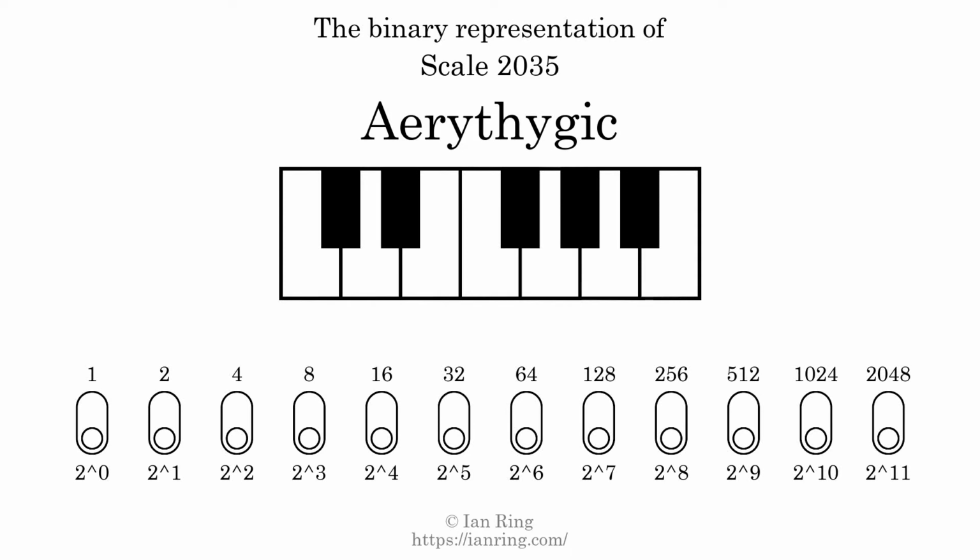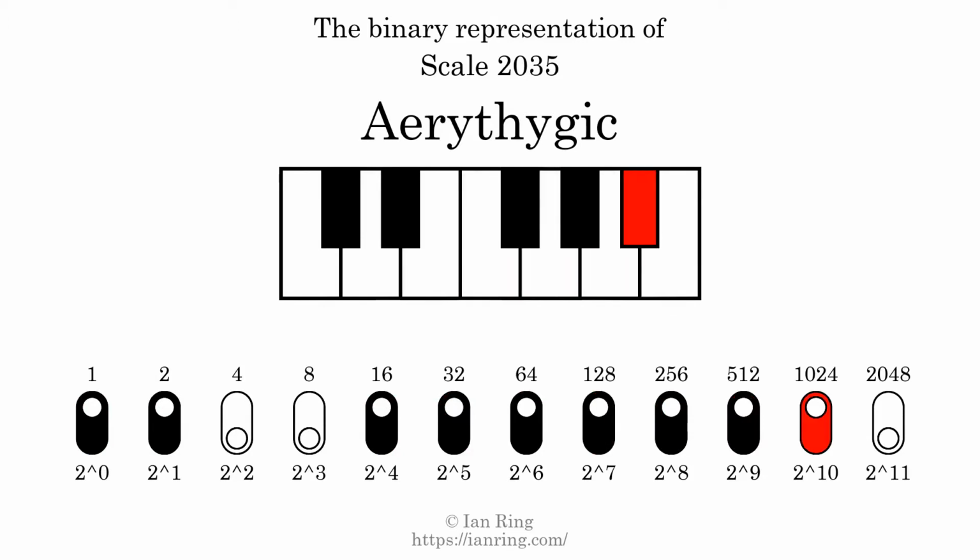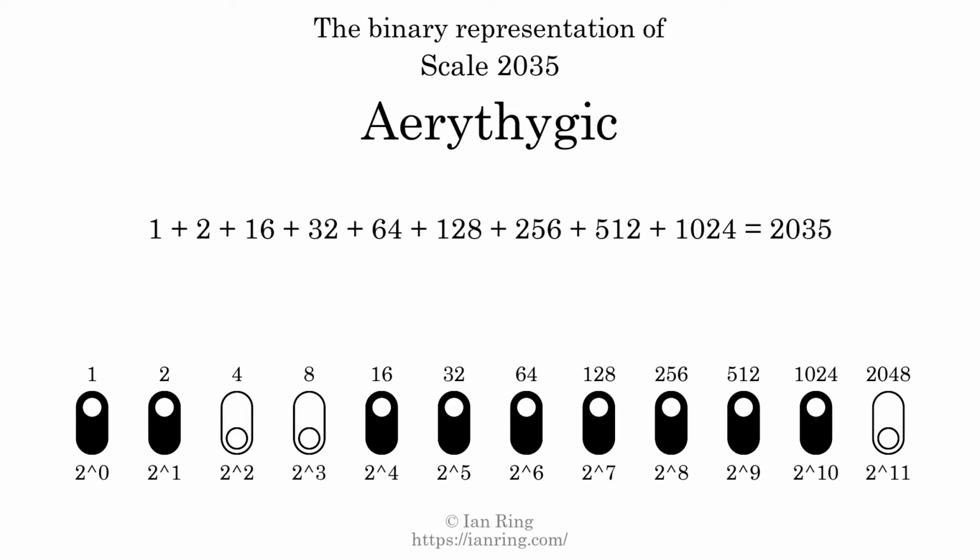The binary representation of this scale is determined by mapping tones of the scale to binary digits. Each binary digit represents a power of 2. To get the scale number, we add the powers of 2 together. The powers of 2 that are present in the scale, all added together, equals 2035. That is why the scale number, in decimal, is 2035.